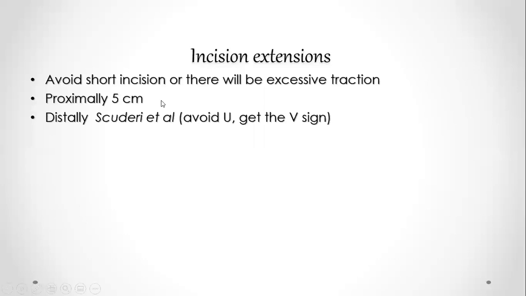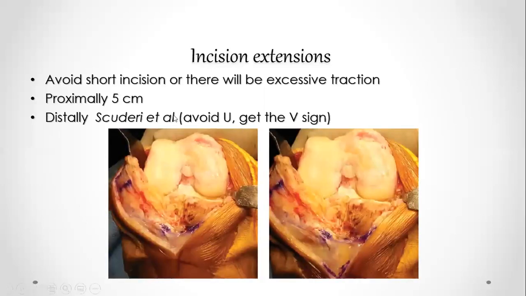Distally, this is a very important thing. Scuderi found that to avoid the U sign you should aim to get the V sign. What are these? If you have a smaller distal extension, as you see in the left picture, there is a U shape in the skin. But if you make a longer one, you will see a V shape. That's why there is no tenting over the soft tissue and the skin. Be very careful because of the precarious blood supply in the distal part of the skin. So this is very important during the incision.